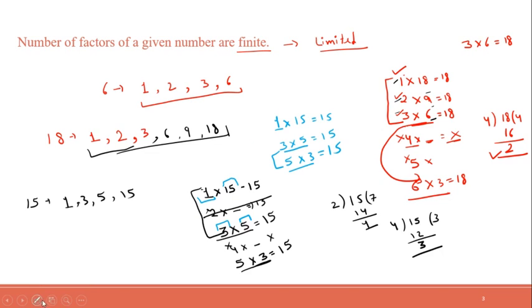So only this 1, 3, 5, and 15 will be the factors of 15. I hope now you got this. And the number of factors are finite, that is limited and not unlimited. I hope I made this point clear to you. Now let's come to the next one.